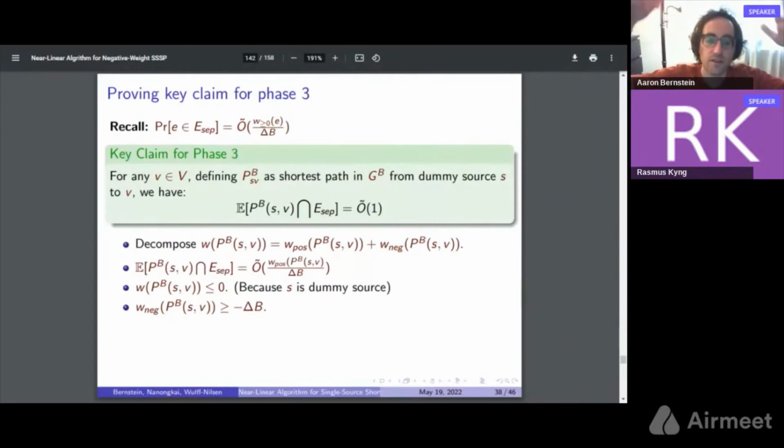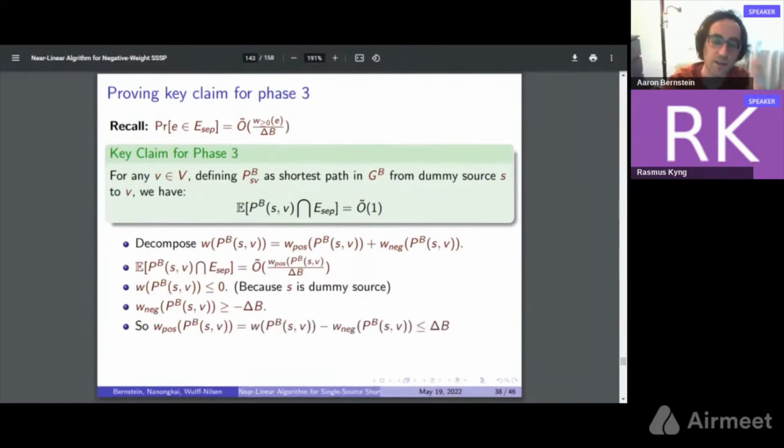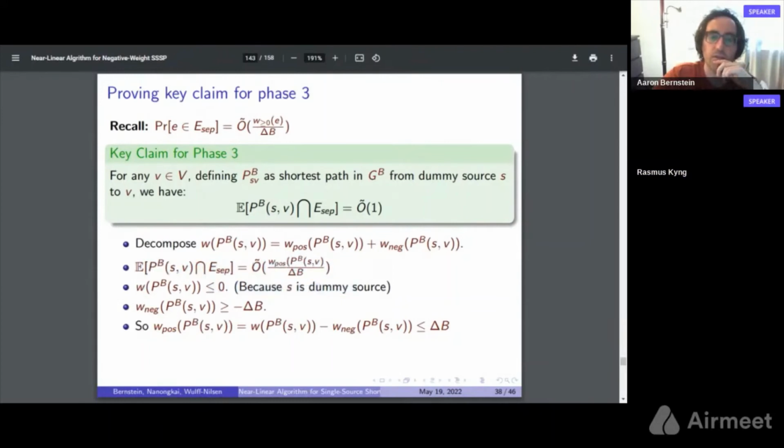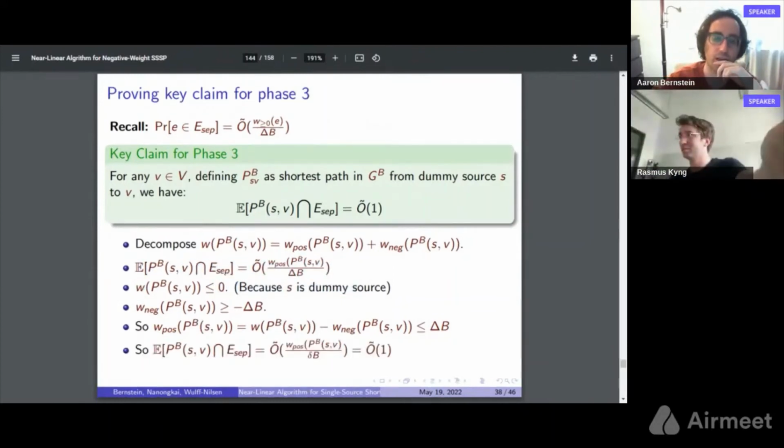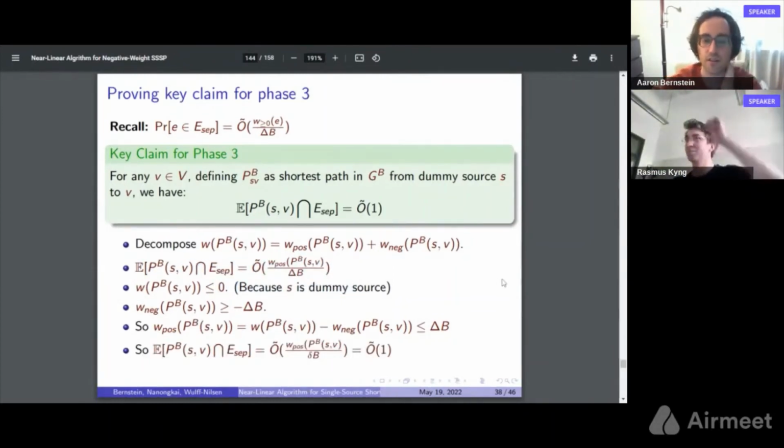There are at most delta negative edges, and each one has weight bigger than negative B. So the most negative the negative part can be is negative delta B, which means that the positive part can be at most delta B. And so that's it. The positive part is at most delta B. You again apply this probability bound, and you get a constant number of separator edges in expectation on each path.